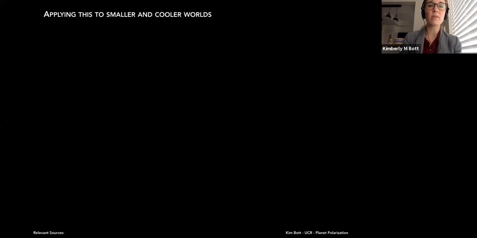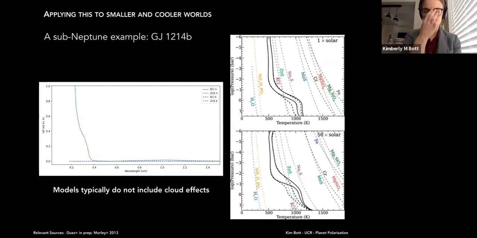So looking at ever smaller and cooler planets, if you're into those sort of things, we can start to think of how we would expect the polarized light signatures to look from those sorts of worlds. So we can start out with an example of a sub-Neptune that I was doing with a student at the University of Washington, Lian Guez. GJ1214 is expected to have zinc sulfide or potassium chloride clouds fairly high up in its atmosphere.